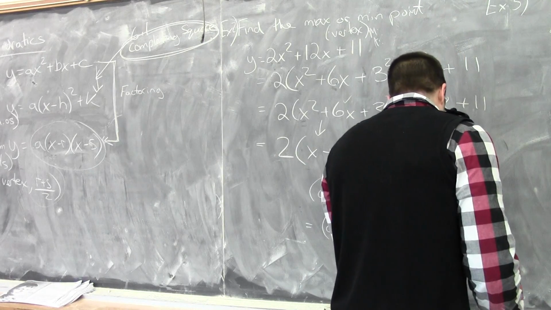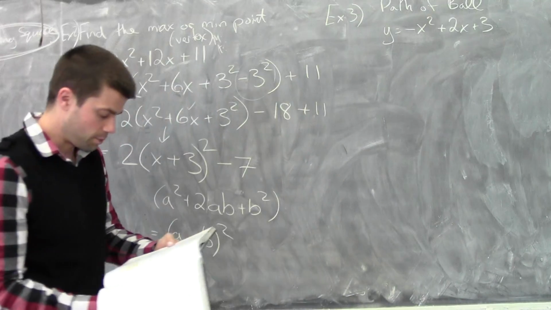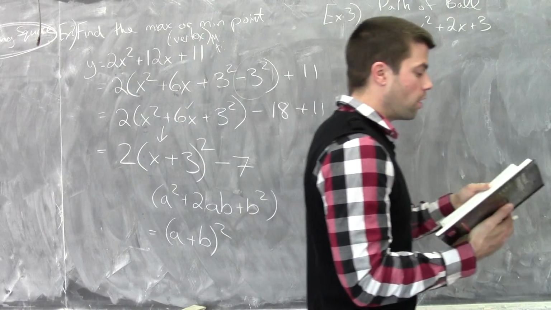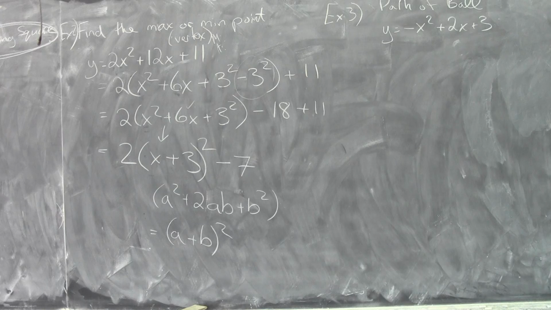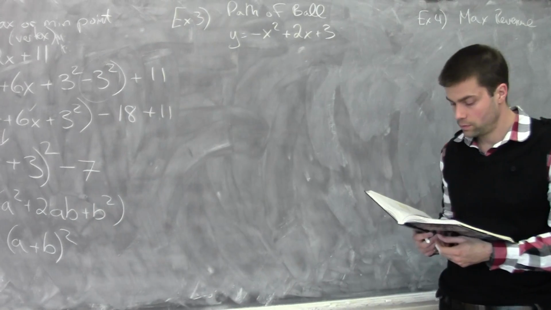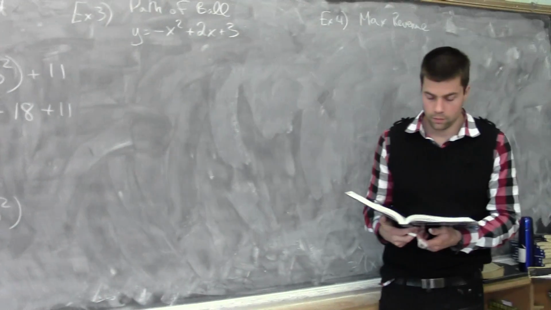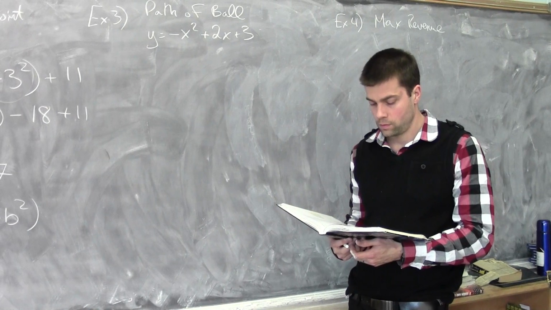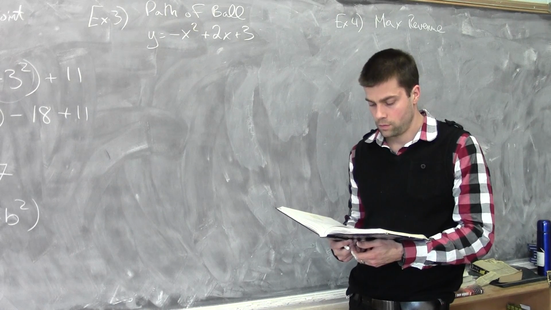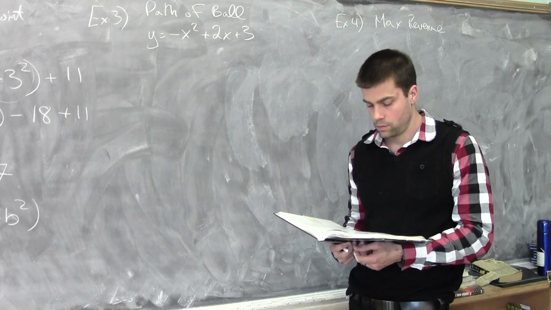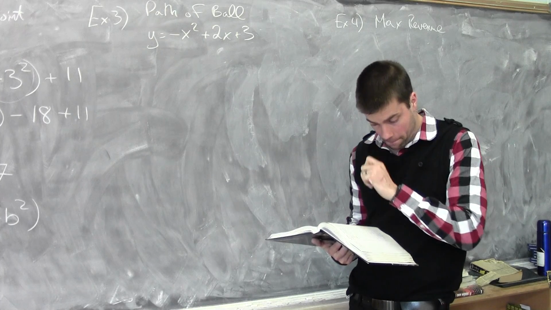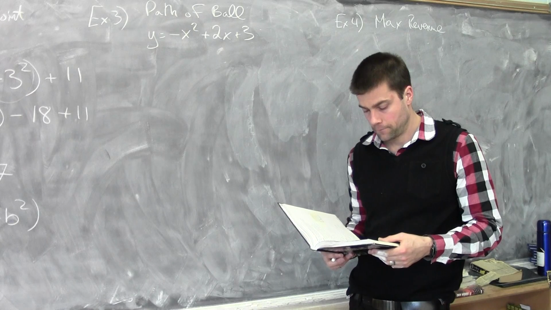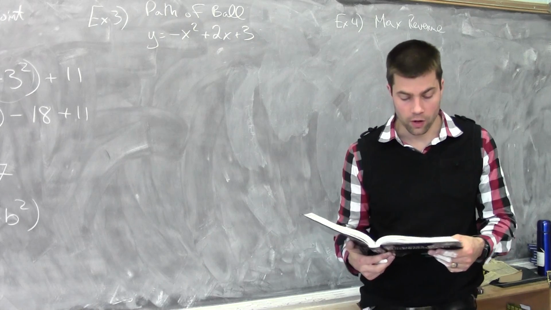All right, so this is example 3 on page 268. It says path of a ball. Sebastian, can you read at the top, 268? The path of a ball is modeled by the equation y equals negative x squared plus 2x plus 3, where x is the horizontal distance in meters from a fence and y is the height in meters above the ground. What is the maximum height of the ball, and at what horizontal distance does it occur? Okay. Thank you. I'll stop you there at A.